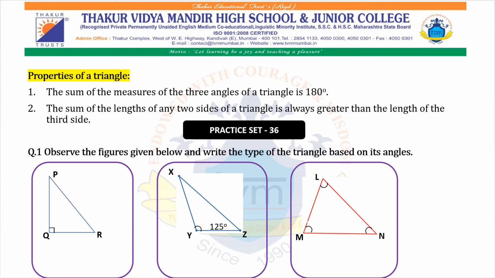Question 1. Observe the figures given below and write the type of the triangle based on its angles. Now here, the first triangle is triangle PQR. In that triangle, one angle is a right angle. So, triangle PQR is a right angle triangle. Now in the second, triangle XYZ, one angle is 125 degrees. That is, one angle is an obtuse angle. So, triangle XYZ is an obtuse angle triangle.